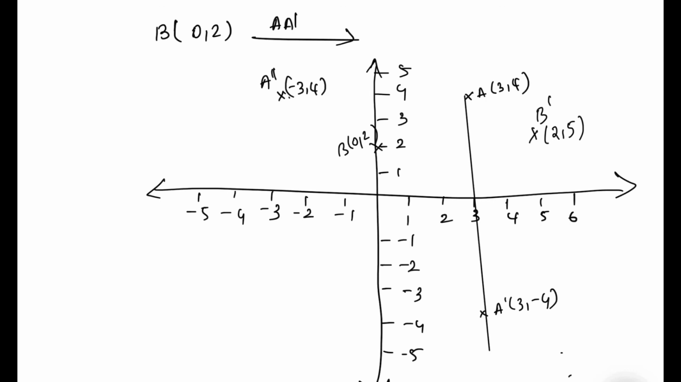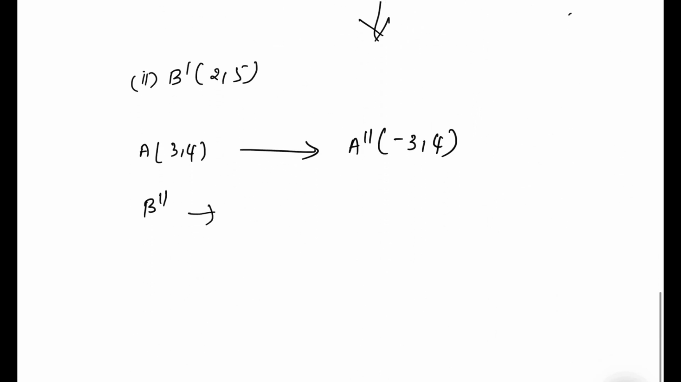So B double dash will be reflected on this line, we told, of B. So that will be what? Let me write one more point here. So 1, 2. Similarly 1, 2. So your point will be here, right? So B double dash will be what? 0, 6. So you get B double dash as 0, 6.